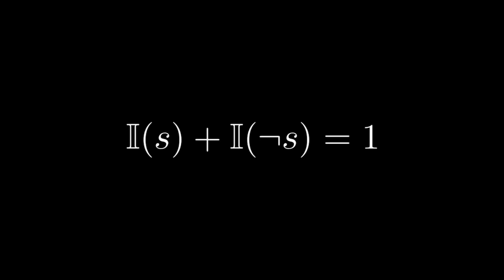Once we have this fact, the negation rule follows pretty easily. S and negation S are disjoint events because the indicator of S plus the indicator of the negation of S is 1, which is the indicator of true. So S and negation of S are disjoint events, and their logical OR is the true statement.